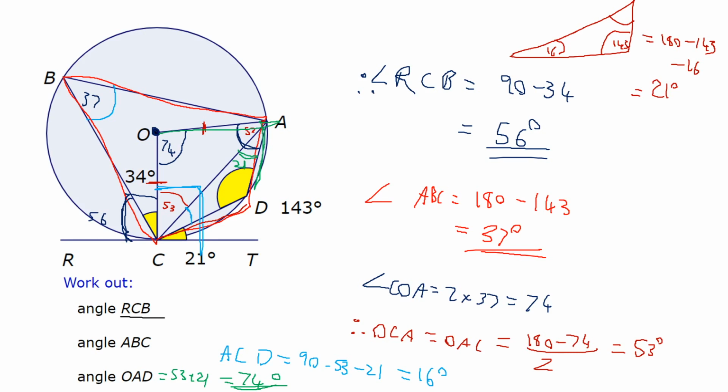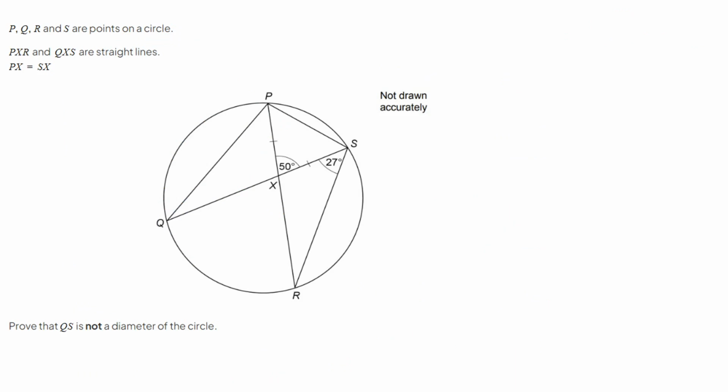So all we did, once again, is use the circle theorems that we've learned, but slowly and surely work out what this angle is. But what about something like this, where this time we're asked to prove that this isn't a diameter? Well, if it is a diameter, then this has to be a right angle. So we have to show that this isn't 90 degrees. Okay? So how can we do that?